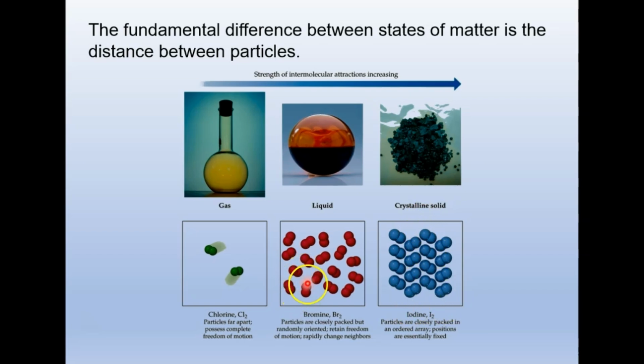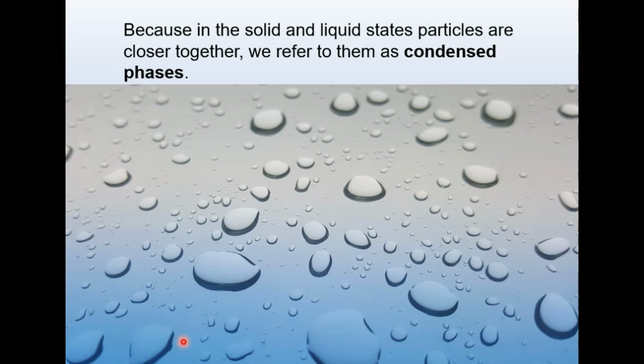There's intermolecular force holding these together in the liquid phase. Now it probably just looks like liquid on the top of the flask, but if I was going to try and breathe this flask, I'd hold it way out and waft it over. There's plenty of Br2 gas floating around above the liquid, and we'll see vapor in equilibrium with the liquid in this chapter. Because in the solid and liquid states, particles are closer together, we refer to them as the condensed phase.